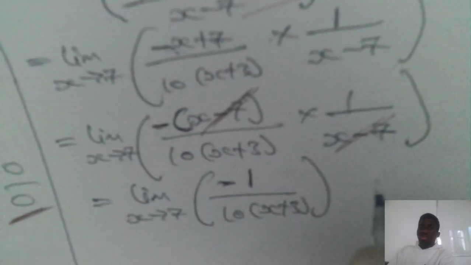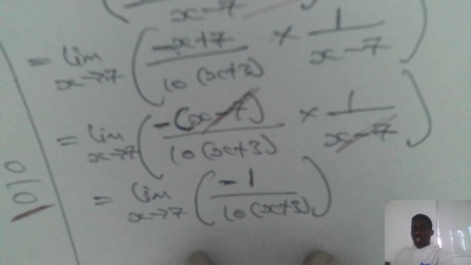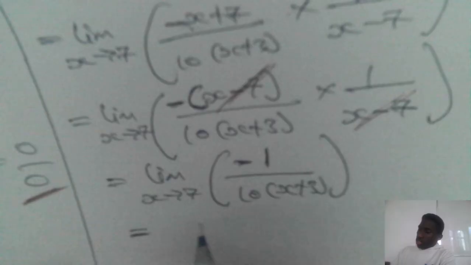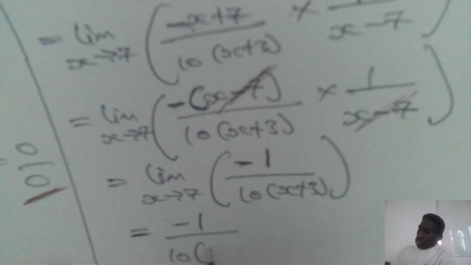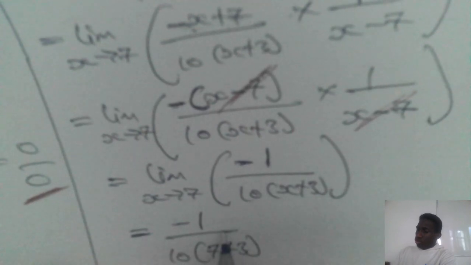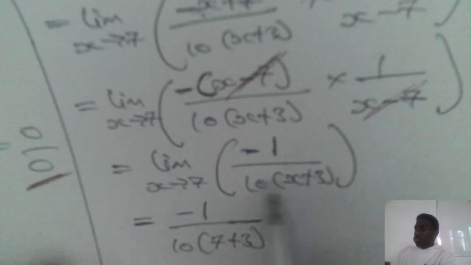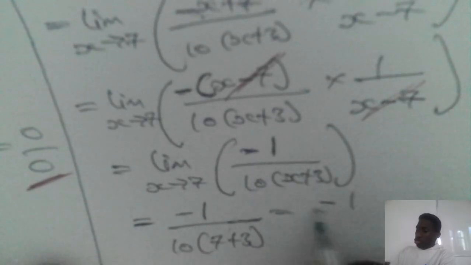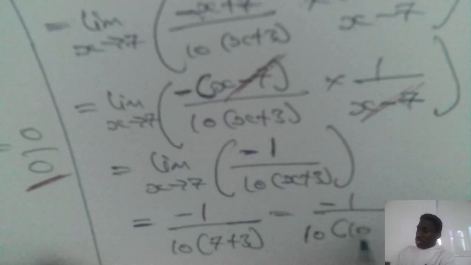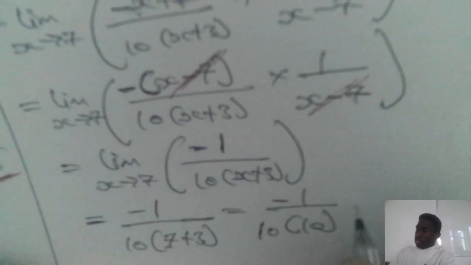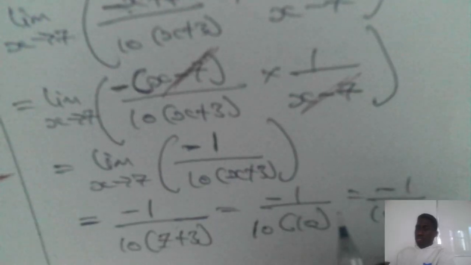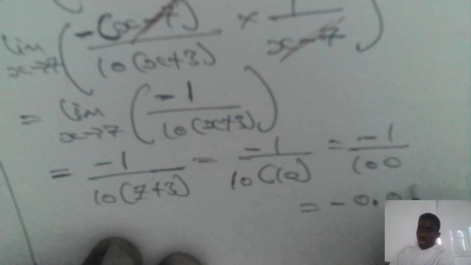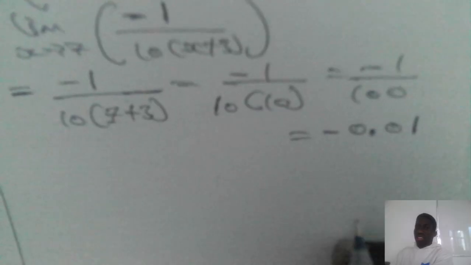Okay, so we are at a point now that we have simplified to the last. Now we can try the substitution method again. Let's try. Minus 1 divided by 10 into 7 plus 3. Wherever we see x, we replace it with 7. So 7 plus 3 is 10, and we have minus 1 over 10 into 10. And this gives us minus 1 over 100, which you can actually go and express as minus 0.01 if you wish to. So that's our answer.